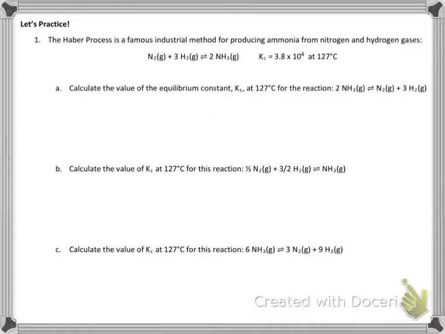Okay, in each of these examples down below, we're starting with the same given equation, the Haber process, which takes nitrogen gas and hydrogen gas and turns it into ammonia. And it has this particular equilibrium constant at 127 degrees Celsius. Well, now they're saying that's fine, but what would the value of the equilibrium constant at the same temperature be if we had this reaction?